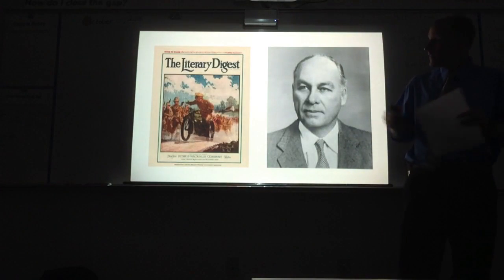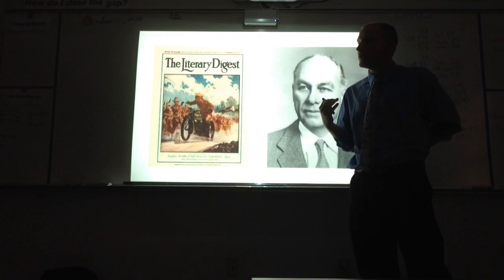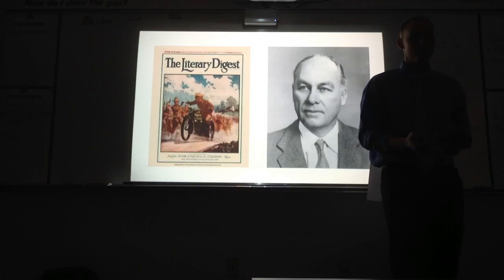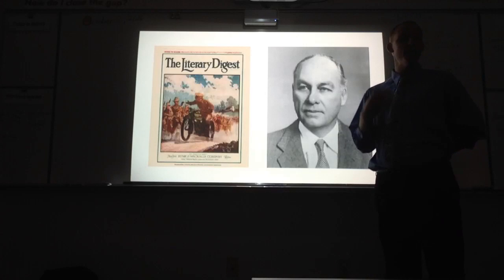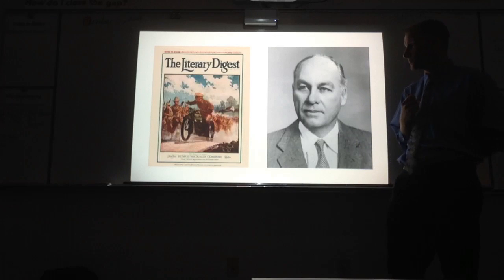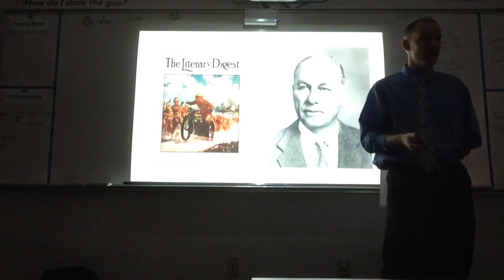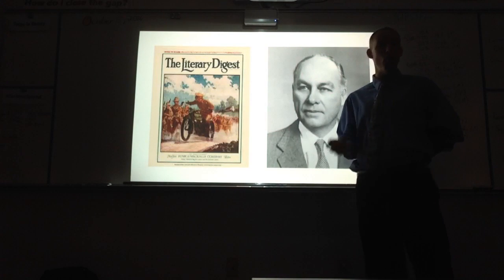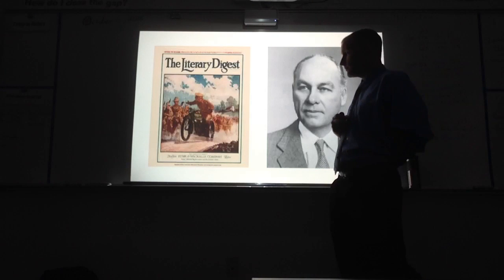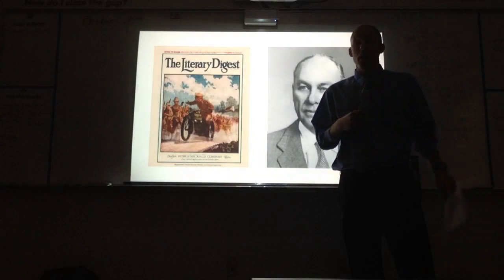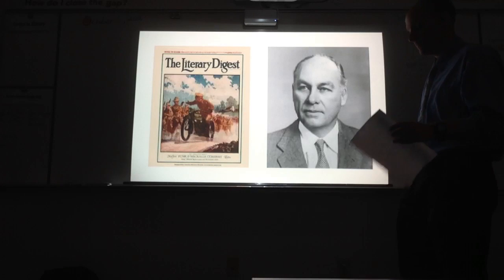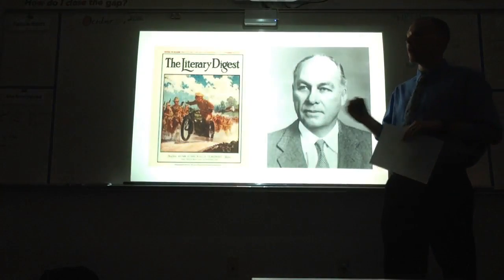So, backstory here. Literary Digest was known for doing a straw poll ahead of the presidential election every year. That was one of their things, that every 4 years they would do a big straw poll, a very informal poll, and then say, here's who we think is going to win the election. And they had correctly predicted several presidential elections in a row using their straw poll. But in 1936, they got it totally wrong.